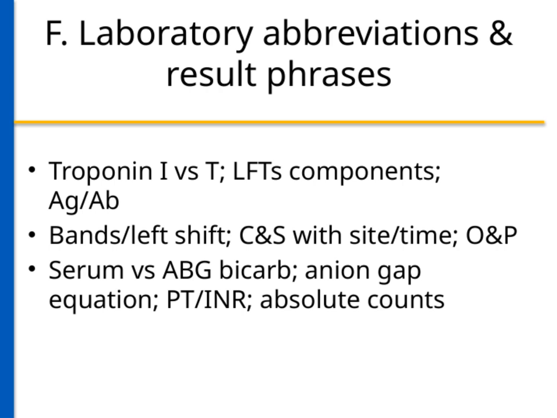Absolute counts refer to the specific counts of white blood cells, red blood cells, and platelets, which are fundamental in assessing overall hematologic health and detecting infections or bleeding issues. Finally, F laboratory abbreviations and result phrases. Being familiar with common abbreviations and how results are phrased in reports allows us to interpret lab data accurately and efficiently, ensuring we don't miss critical findings that impact patient care. By understanding these key components and their interconnections, we can better interpret lab results within the larger clinical picture, guiding our diagnosis and management effectively.